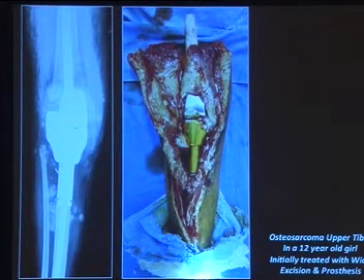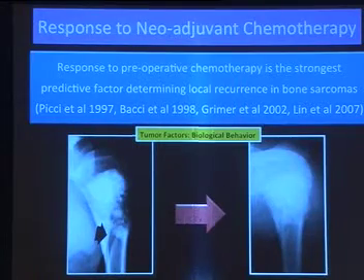So this is osteosarcoma of the upper tibia in a 12-year-old girl, initially treated with wide excision and prosthesis, and you see a huge amount of local recurrence both in the specimen and in the X-ray. She had a poor response to neoadjuvant chemotherapy as well. Response to preoperative chemotherapy is the strongest predictive factor determining local recurrence in bone sarcoma.